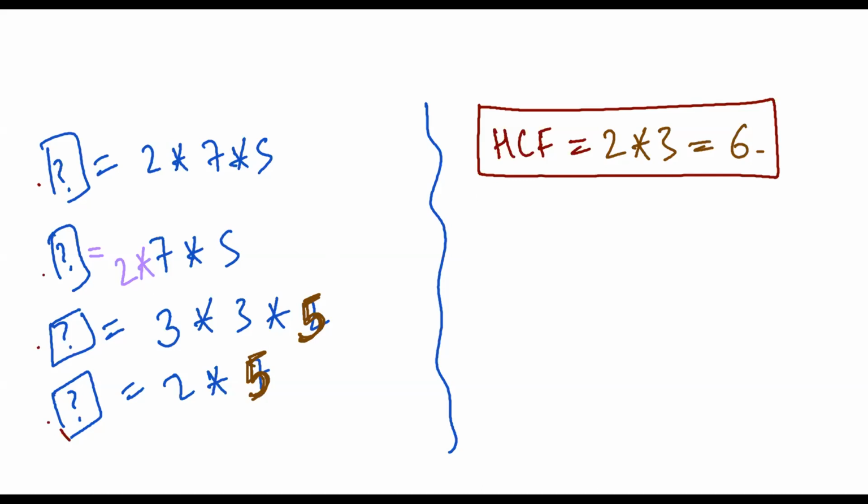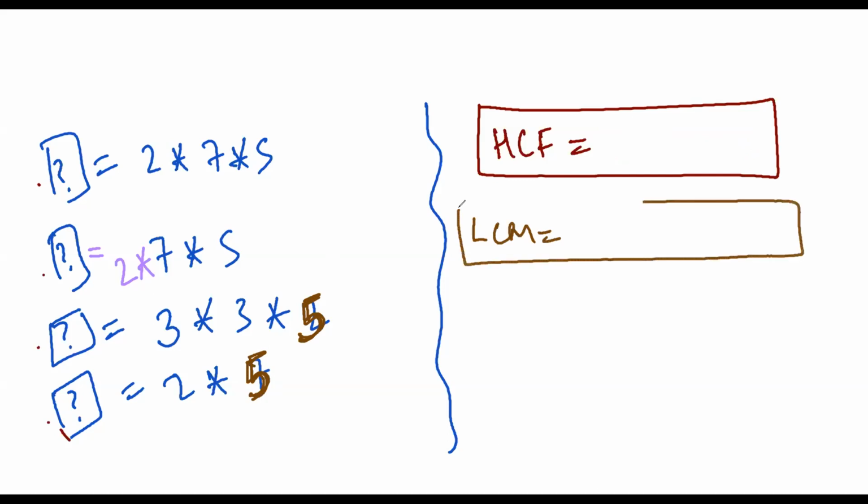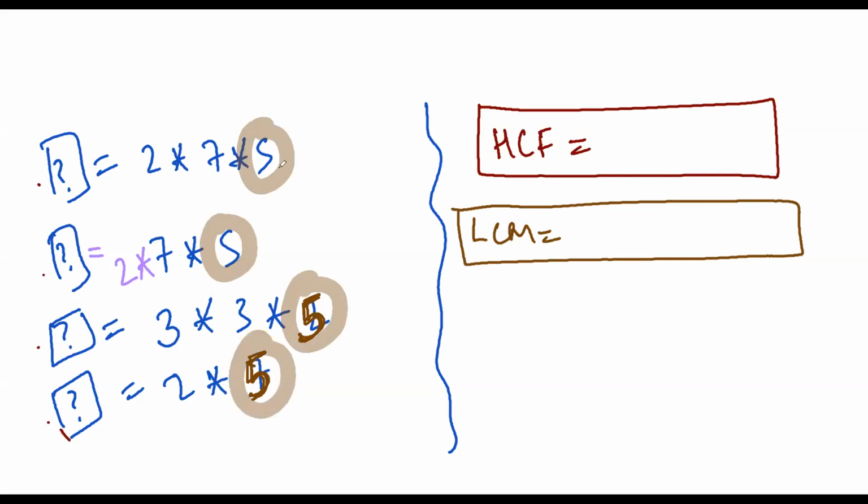So what would be the HCF now? So 5. Let us check. I see 5 here, I see 5 here, I see 5 here, and I see 5 here. There is no other common number. So my HCF would be 5. Let us find the LCM now. So how do I find the LCM? So 5 into 2 into 3 into 3 into 7 into 2 into 2 into 7.